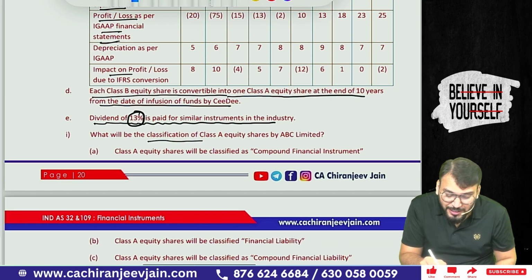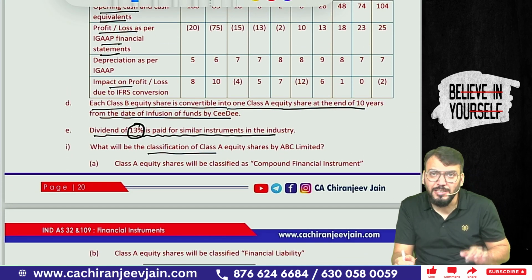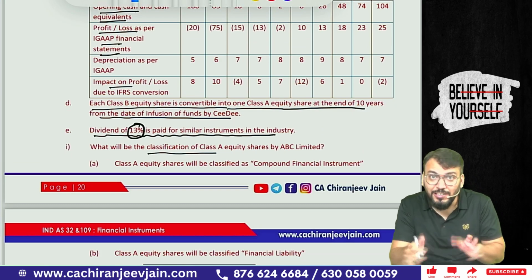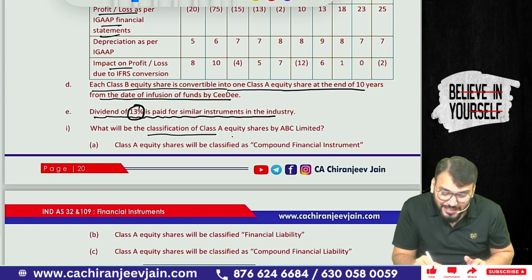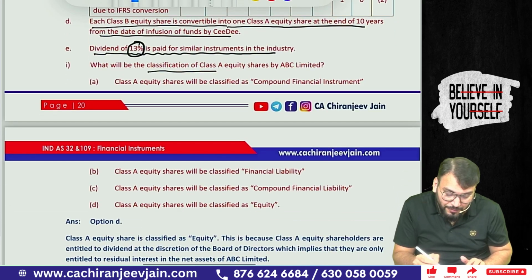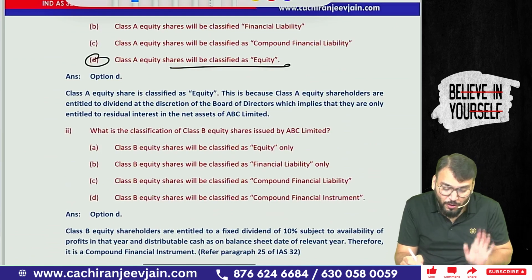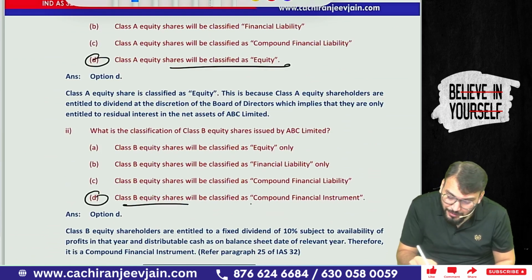What will be the classification of Class A? Such a big question, but they have asked only classification. So I will say if the same question comes, you can do it without reading. Class A becomes what? Equity. So Class A will be equity, and Class B will be a compound financial instrument. So option number D is correct.